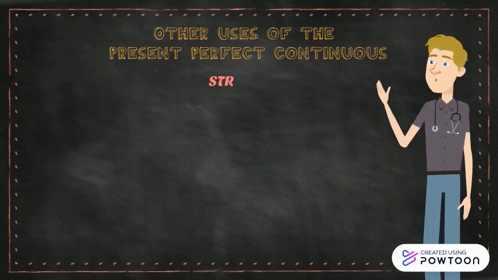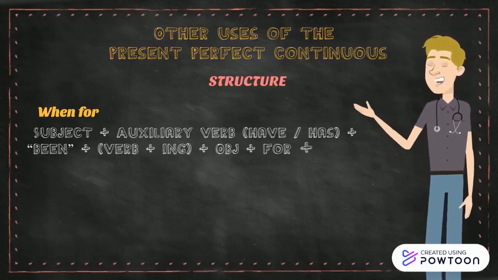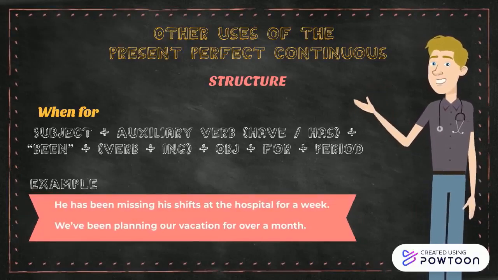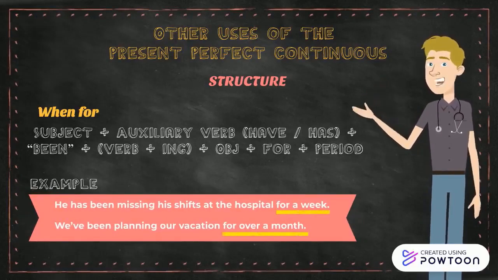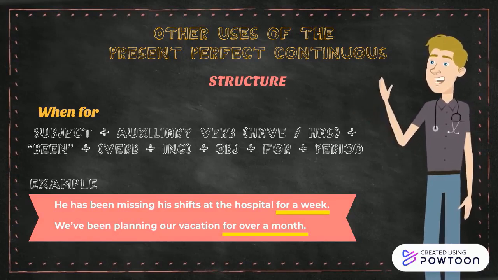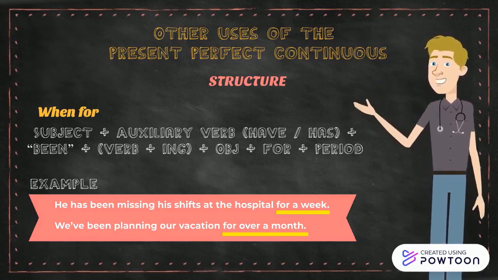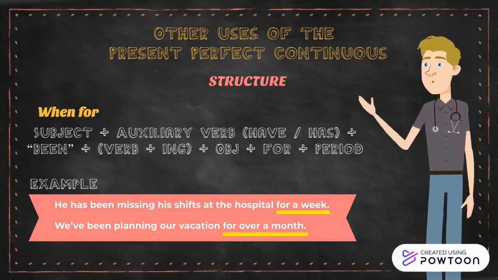Other uses of the present perfect continuous. Structure, when for: subject plus auxiliary verb have, has plus been plus verb plus ing plus obj plus for plus period. Example: He has been missing his shifts at the hospital for a week. We've been planning our vacation for over a month.